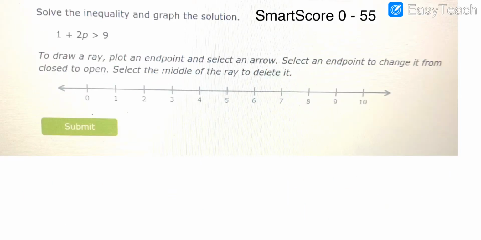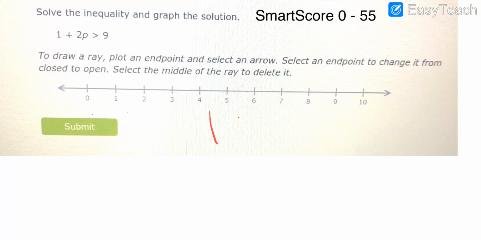So these are your IXLs. They say a SMART score of up to 90 for full credit. Anything above a 90 will give you that extra credit. These are the types of problems that you will see for a SMART score of 0 to 55. Remember that we are to first solve this inequality. Let's go ahead and do that.